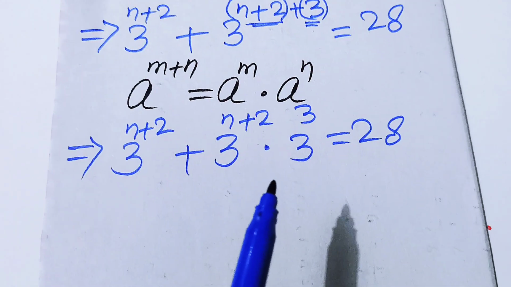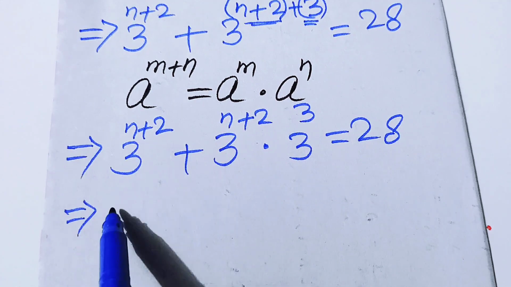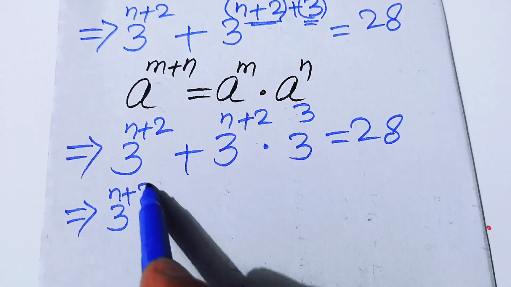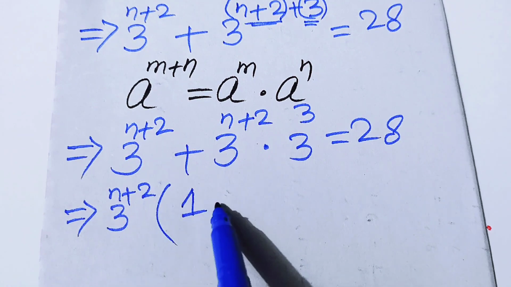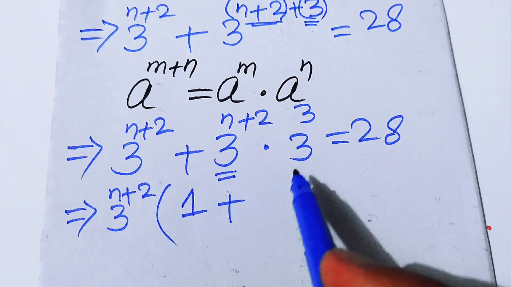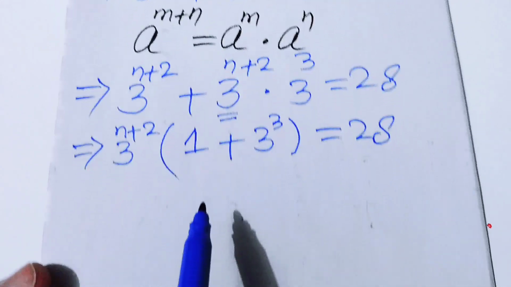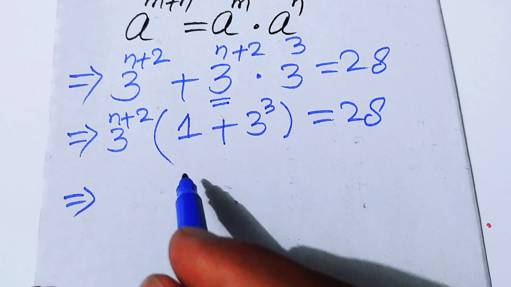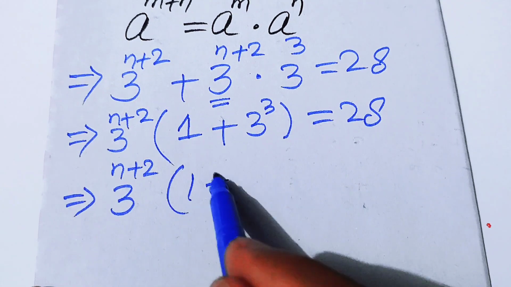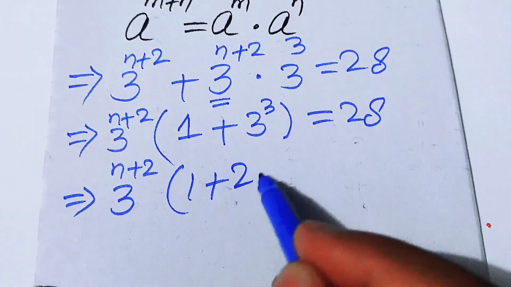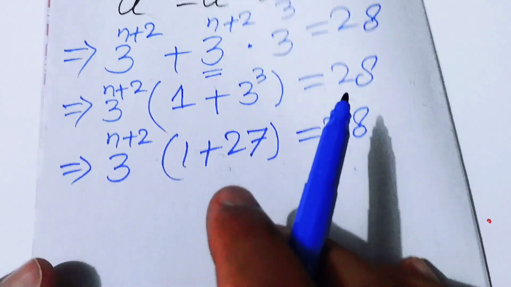And now you focus on both of the terms, and you see that 3 to the power of n plus 2 is the common term. So we take common here, and you get 3 to the power of n plus 2 times, because here we take common and here you get only 1, plus 3 to the power of 3, is equal to 28. After this step we will simplify the terms, and you get 3 to the power of n plus 2, here you have 1 plus 3 to the power of 3. So 3 to the power of 3 is equal to 27, and the whole is equal to 28.